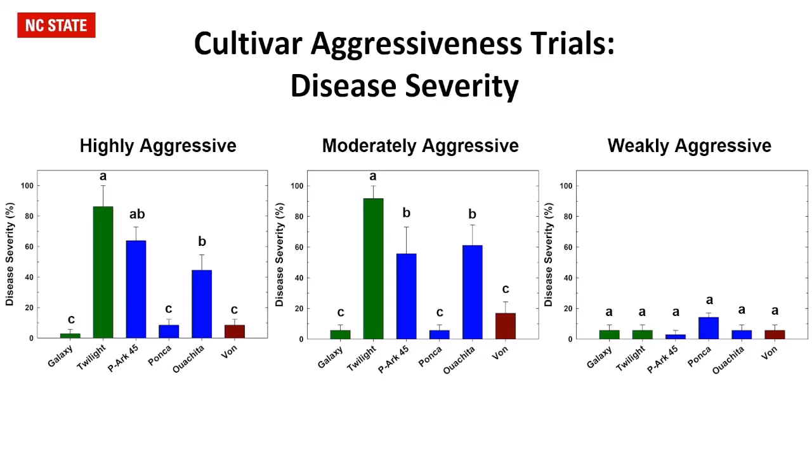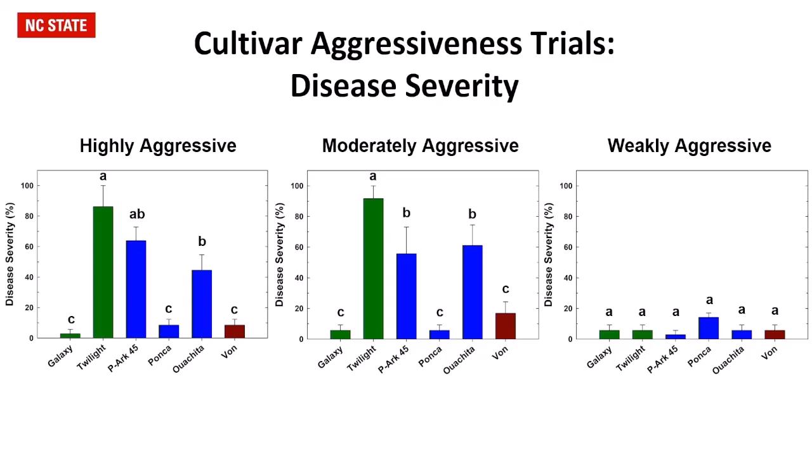We're still doing this trial, so I don't have the final data yet. But I can tell you that Galaxy, across the two really aggressive isolates, highly aggressive and moderately aggressive, we really didn't see all that much disease. It was below 5% in those cases. And Ponca and Vaughn really started to trend.